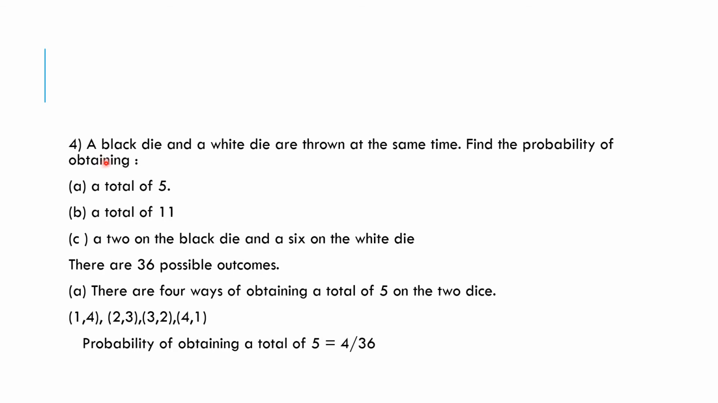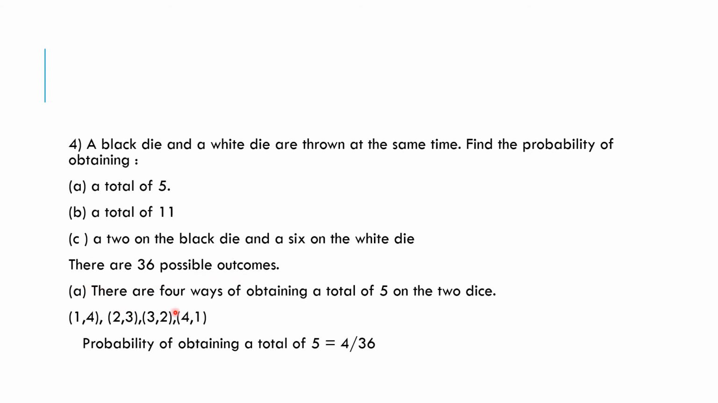Okay, let's have a look at another question. A black die and a white die are thrown at the same time. Find the probability of obtaining A, a total of 5, B, a total of 11, C, a 2 on the black die and a 6 on the white die. So there are 36 possible outcomes.